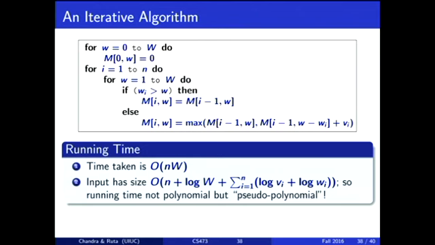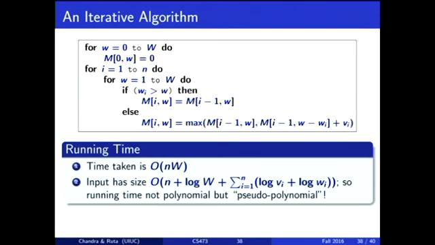Because what is the size of the input? If I give you a knapsack instance, what should I write down? What will I tell you? I'll say, here is the input. What do I write down for you? I say W, right? How do I write down W? Say I write down 10,000. Okay? How many bits does it take to write down 10,000? How many digits?